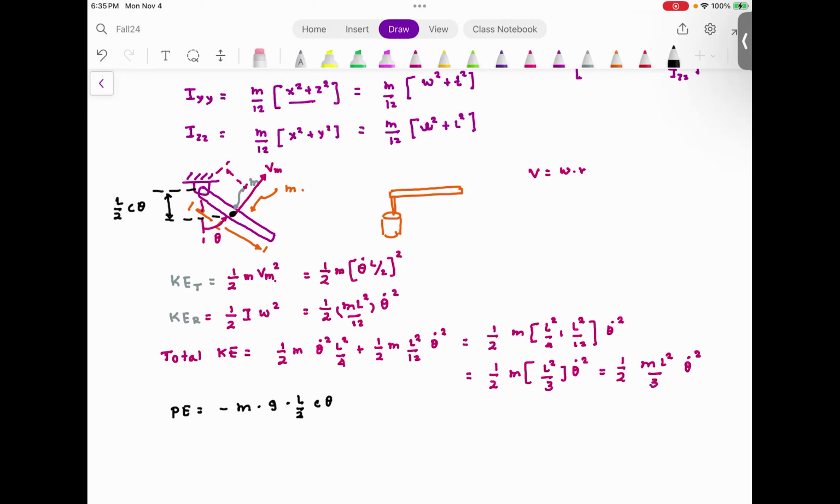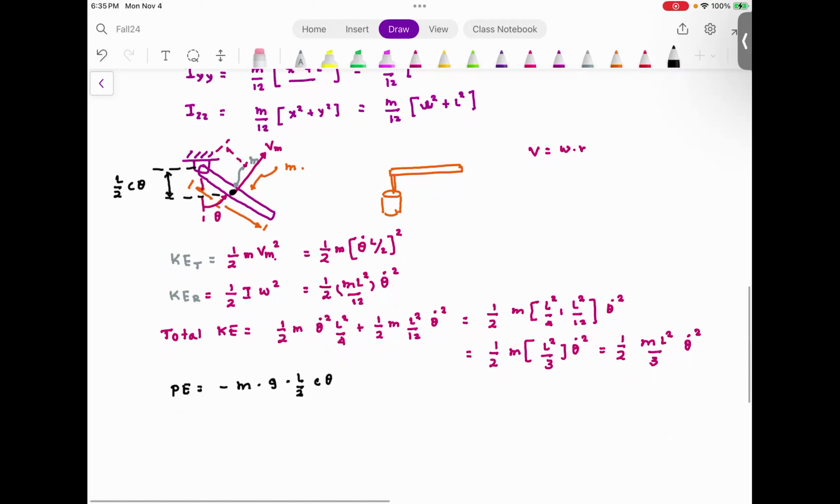So now if I want to form the Lagrangian, my Lagrangian will be T minus V, which is 1/2 m L square by 3 theta dot square plus m g L by 2 cosine theta. And I can use the MATLAB, or I can use the Lagrangian equations to solve this problem. Everyone understood this? So what is the key takeaway here?